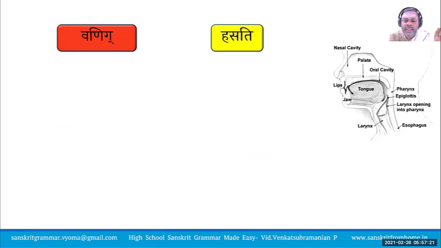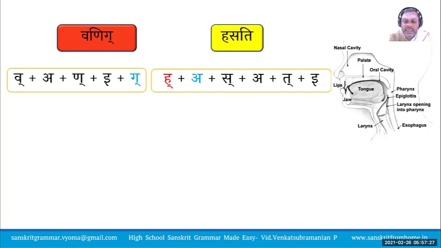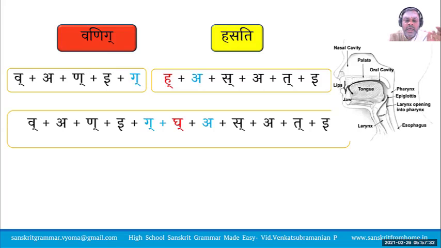Vanighasati. In this case, the letters are v, a, n, i, g. Hasati: h, a, s, a, t, i. G, then hakara. Vanighasati. Hakara becomes gha. Now, this hakara becoming the fourth letter, the Poorvasavarna, we are telling this is a Poorvasavarna Sandhi.